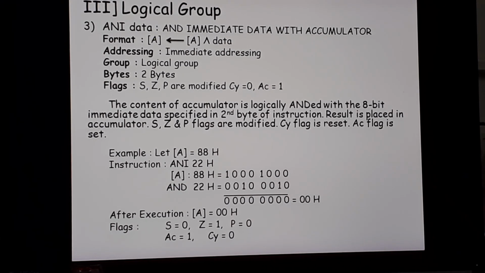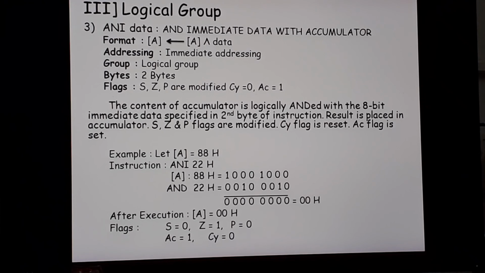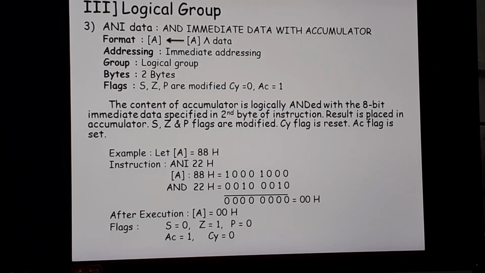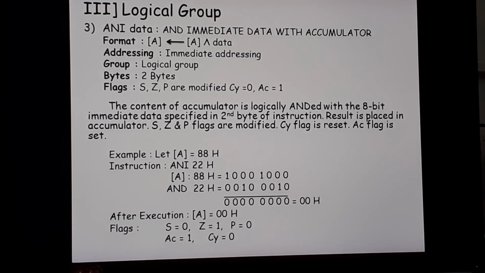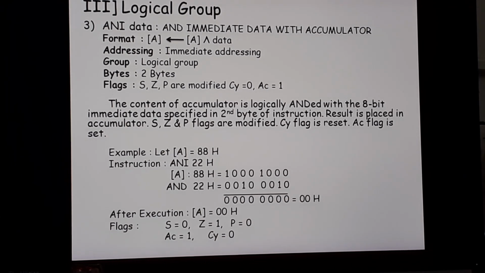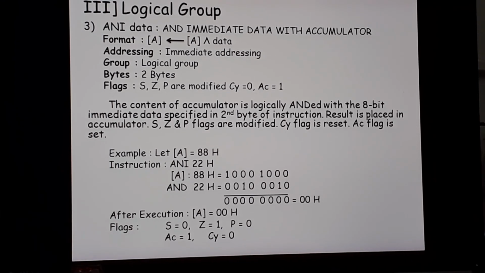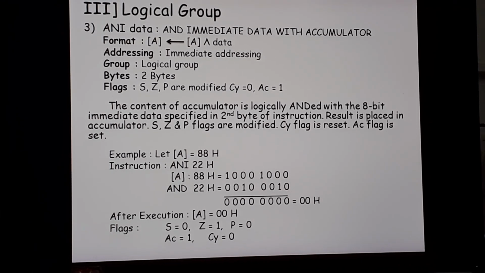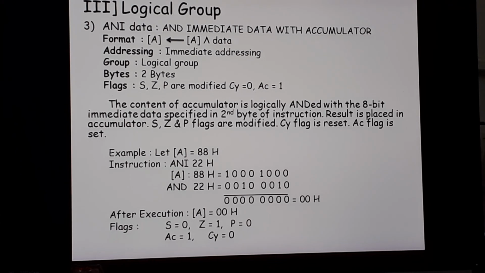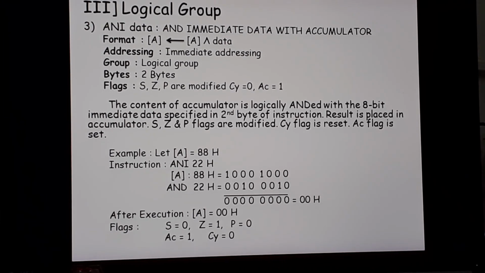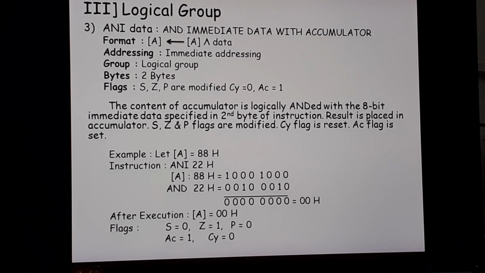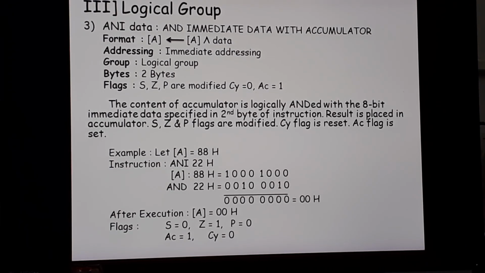This instruction is also the same as the previous two instructions. The only change in this instruction is instead of writing R or M, here we will be taking the data. So ANI stands for AND immediate data with the accumulator. Addressing mode, immediate addressing mode. Format as shown. Group is logical group. Bytes is 2 bytes. Why? Because there is data present, so one more byte got added for this particular instruction as 2 bytes. Since the data is of 8 bits, the whole instruction is 2 bytes.